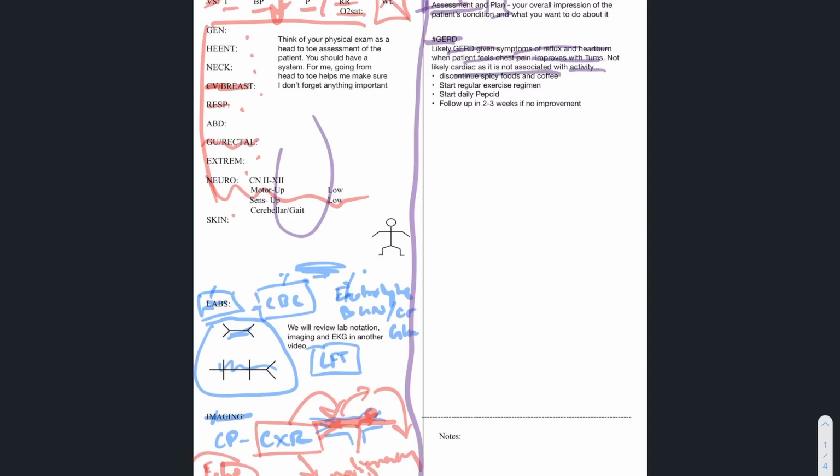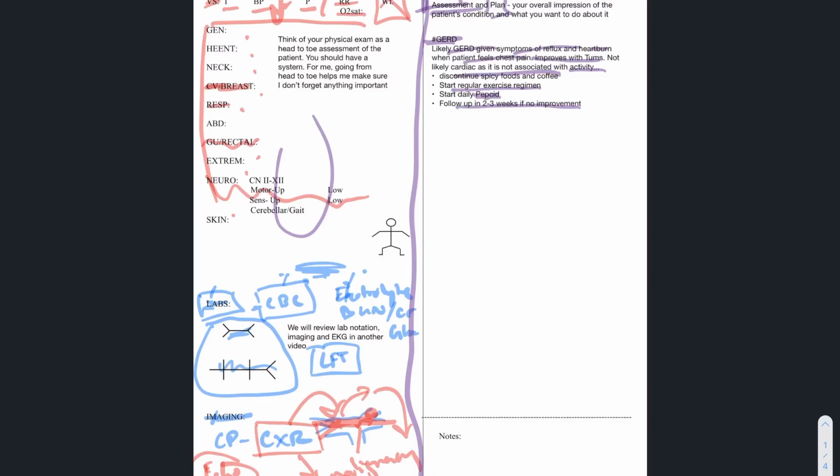So the plan for that patient is mostly like lifestyle. So avoid spicy foods and coffee. Mint also can cause reflux. Exercise regimen, because obesity can cause some reflux if that patient is obese. Pepcid is a type of antacid, not actually an antacid, it's a different mechanism, but you get what I'm saying. And follow up in 2-3 weeks if no improvement. So that's going to differ from somebody that has chest pain due to a blocked vessel causing coronary artery disease and a STEMI. And that person is going to go to the cath lab and get that blockage corrected and put a stent in that artery.